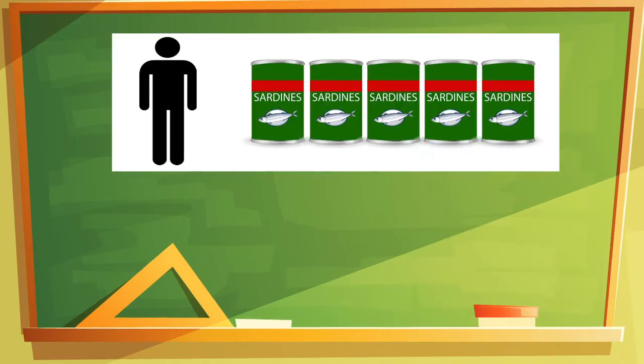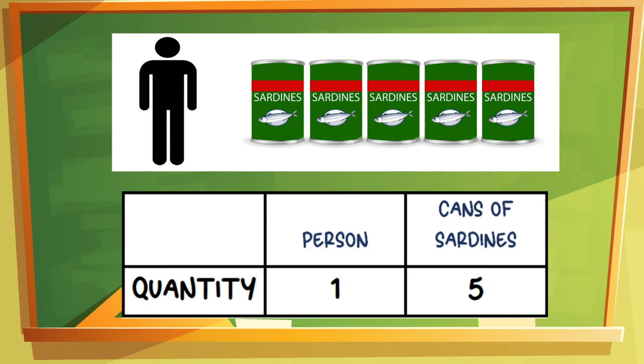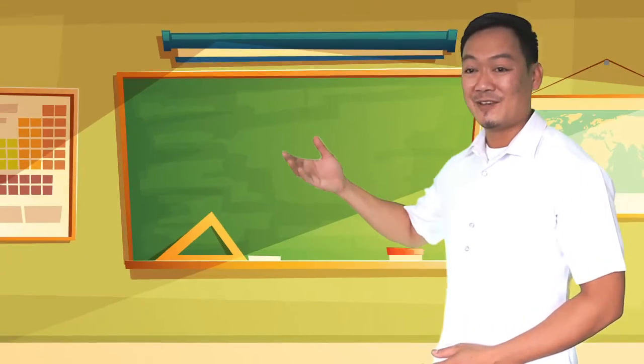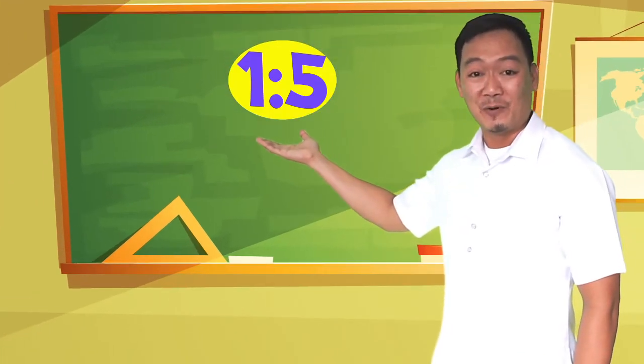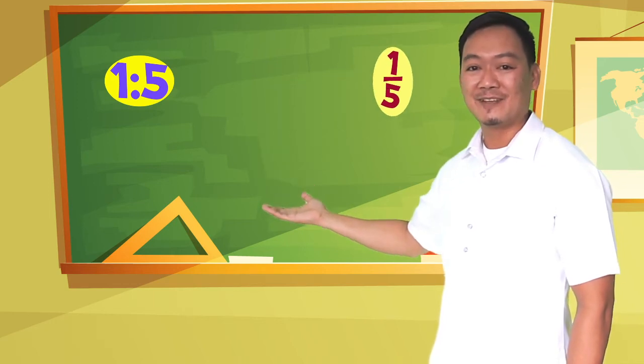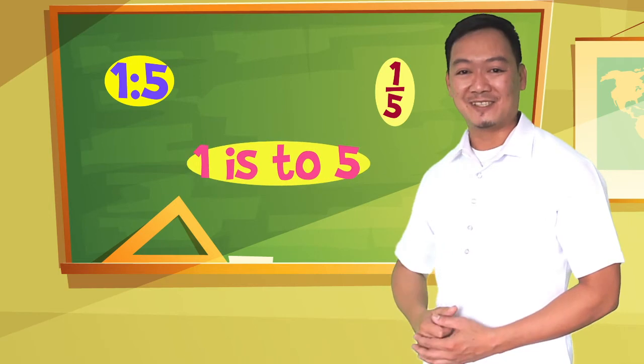And here's how. So 1 person will receive 5 cans of sardines. In here, we compare quantities. What are these quantities? That's right, the number of persons and the number of cans of sardines. The comparison of these quantities is what we call ratio. Ratio can be expressed in 3 ways. 1:5 in colon form, 1:5 in fraction form, and 1 to 5 in words.